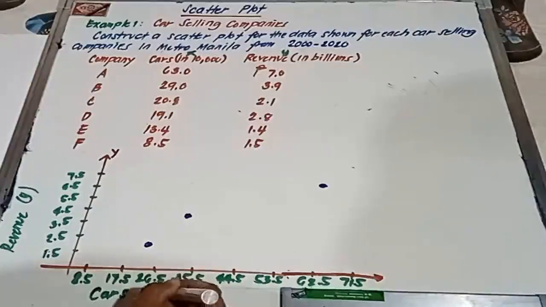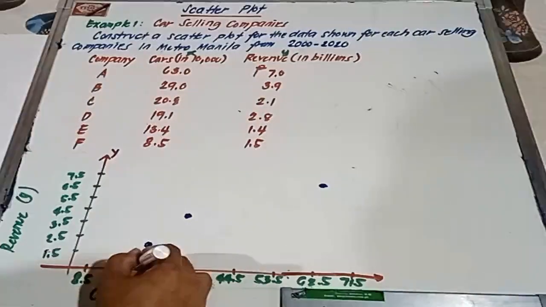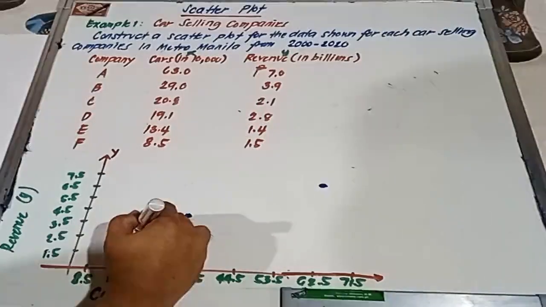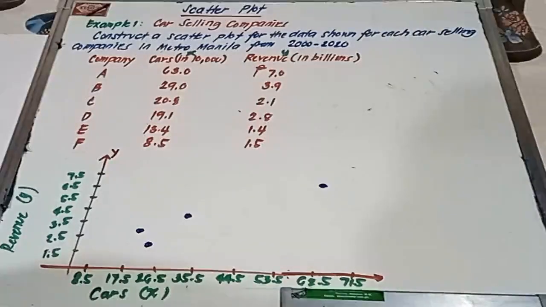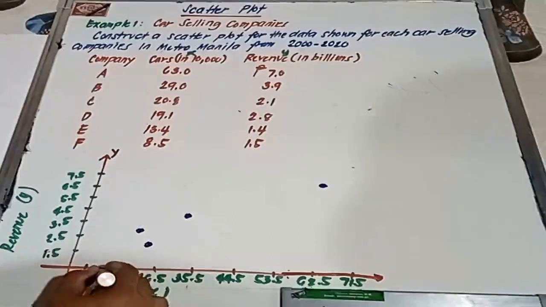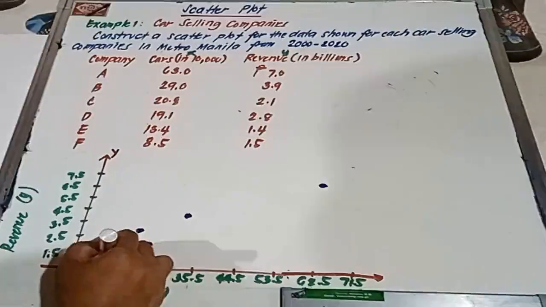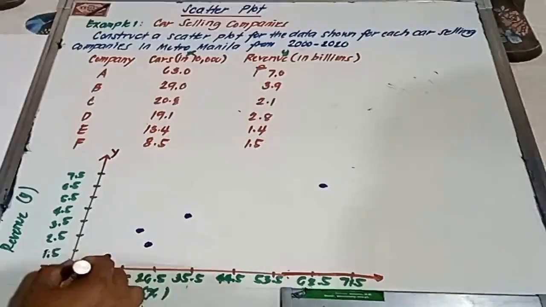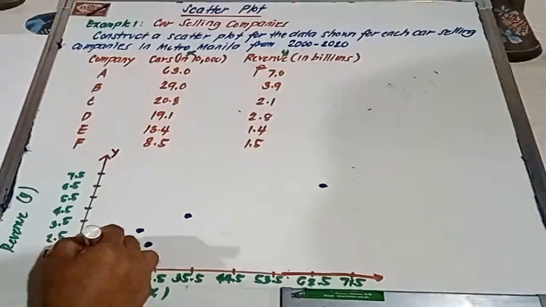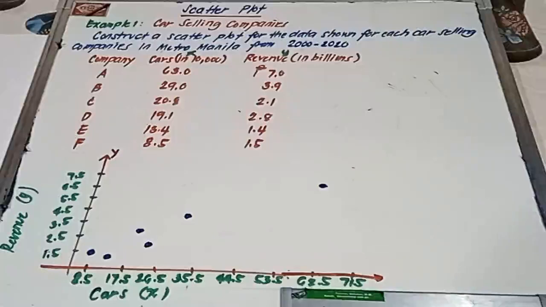And then 19.1. So nandito. And then 2.8. Somewhere here. And then 13.4 here. Then 1.4 dito. And then 8.5, 1.5 ito. Yan. So ito yung ating equivalent scatter plot. This is cars and revenue.